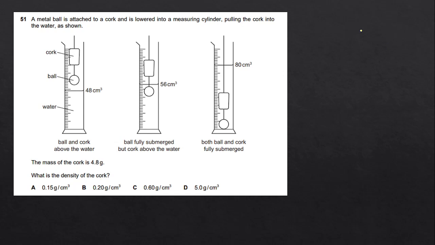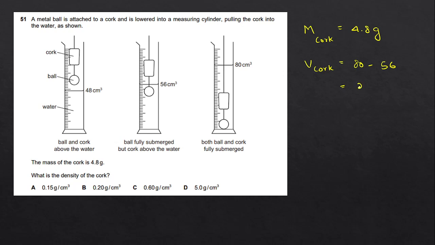To find the density of the cork, we need the mass of this cork, that would be 4.8 grams. We will also require the volume. So the volume of the cork can be found out using these two diagrams. In diagram 3, the cork is completely immersed in the liquid. In diagram 2, it is not immersed. So by immersing the cork, the volume has raised by some value. That change in volume would itself become the volume of the cork. So volume of cork will be 80 minus 56.